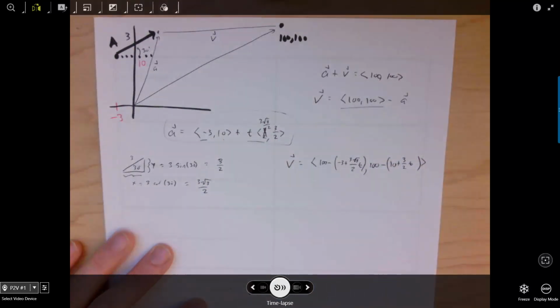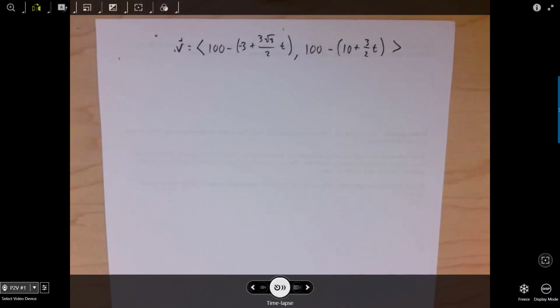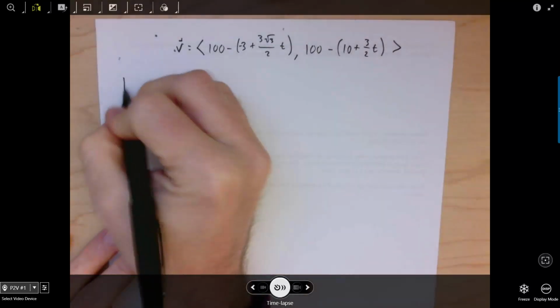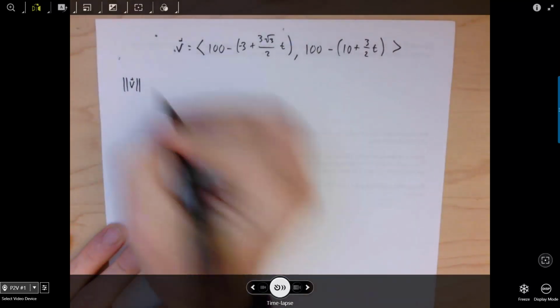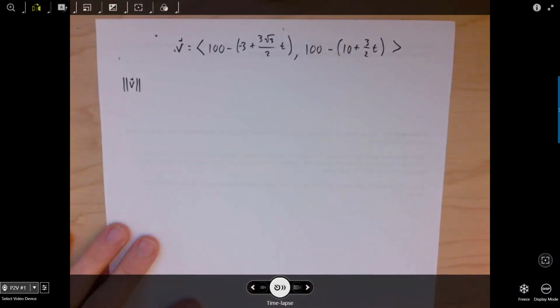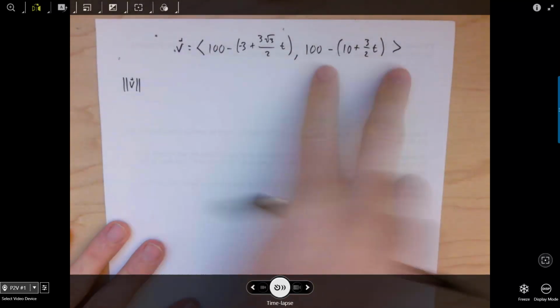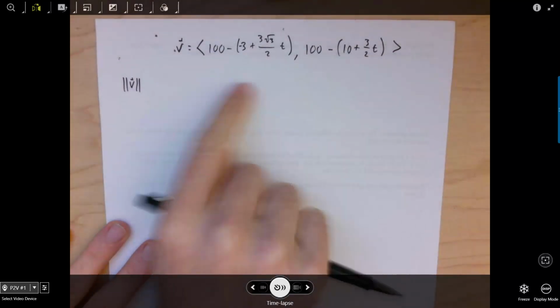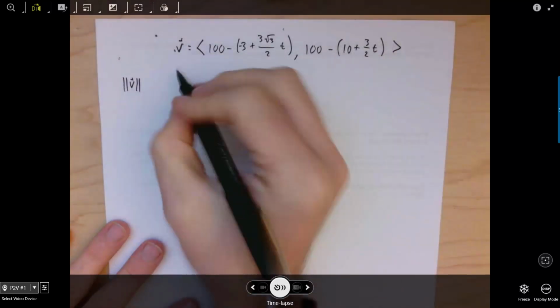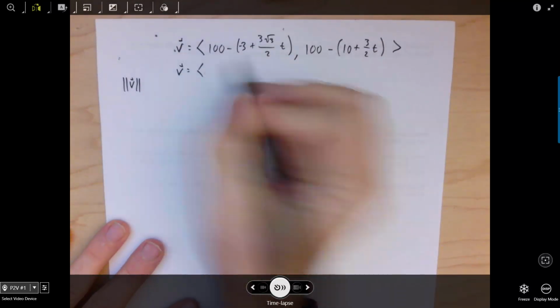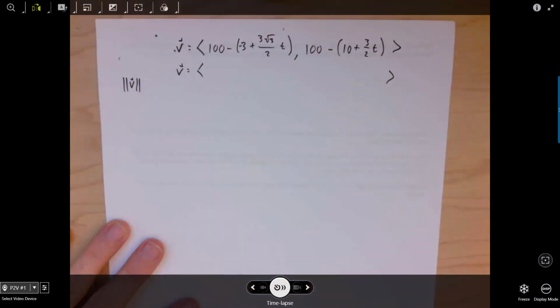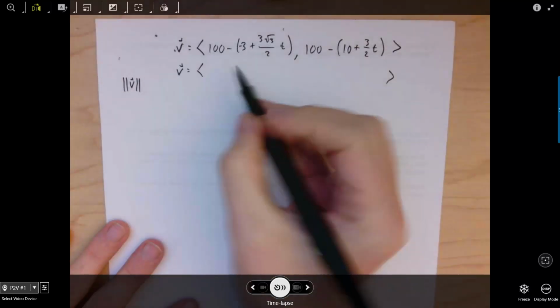All right, so there's my V vector. The next part asks me, what is an equation that tells me the magnitude of V as a function of time? So I know I can find the magnitude by using the Pythagorean theorem on the X and the Y components. It seems worthwhile to me to simplify this one step before we do that, because if we're just about to square some stuff, I want the things that we're squaring to be as simple as possible.